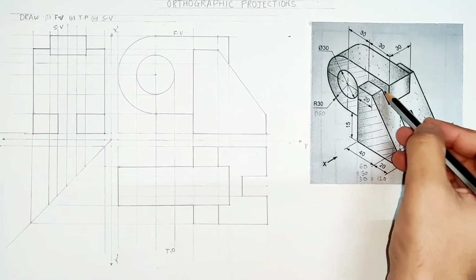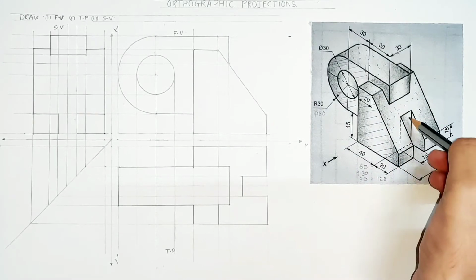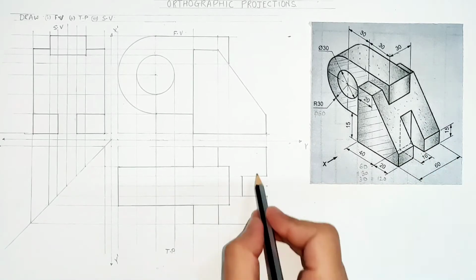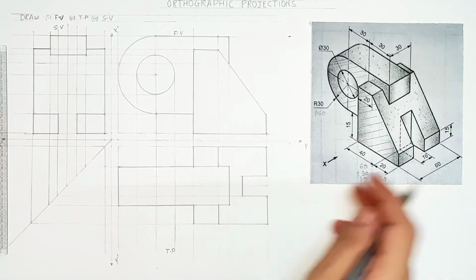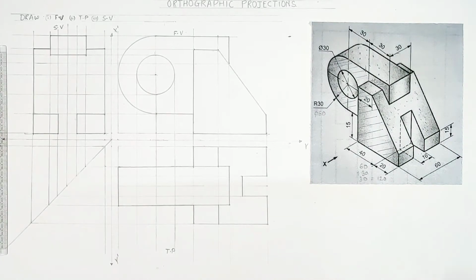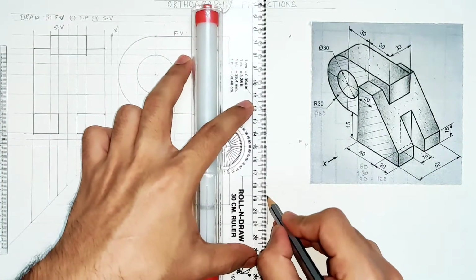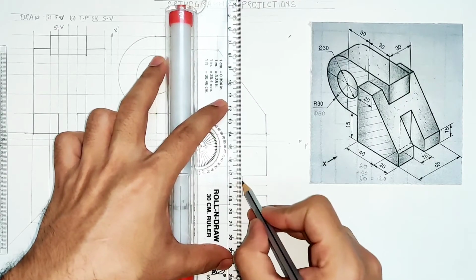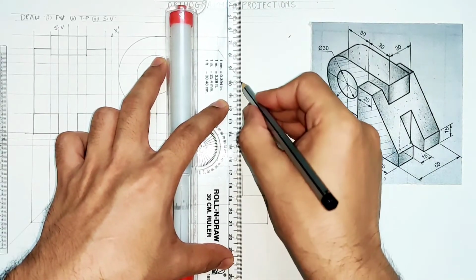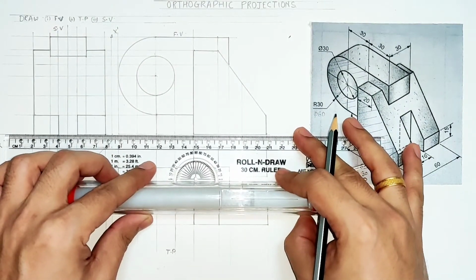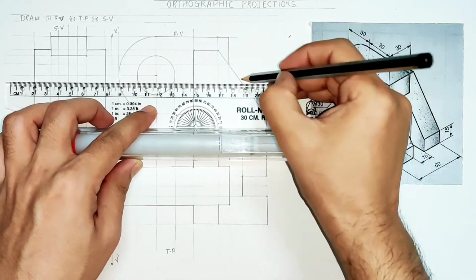Now next, we will draw this slit. The dimensions of this slit have been taken from the top view. So this slit, first we will project from the top view to the front view. The width, that is 20. This 20 width will be projected in the front view, and after its projection from the front view, we will take it to the side view.